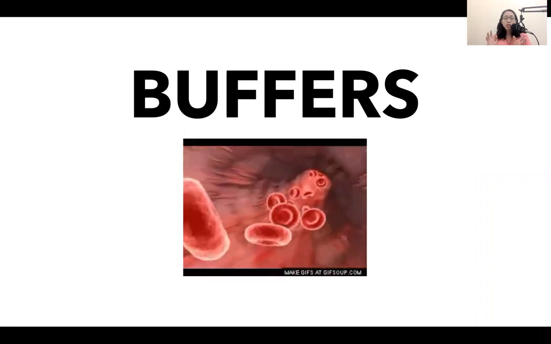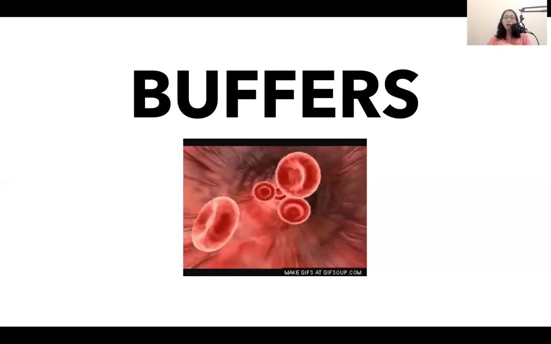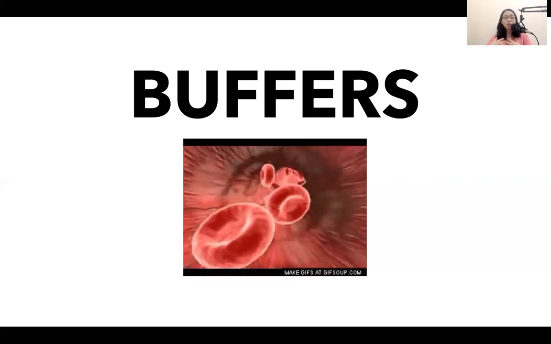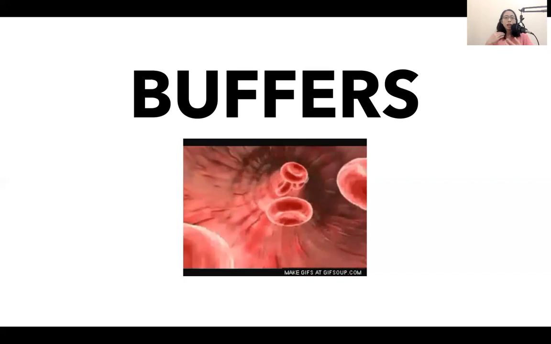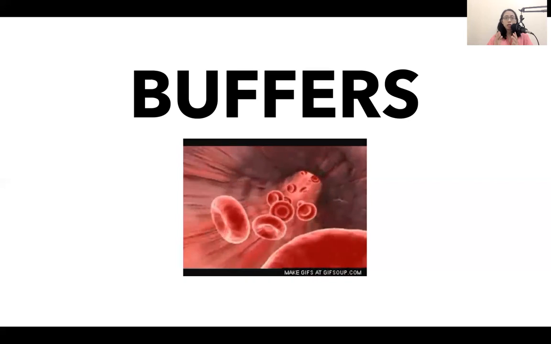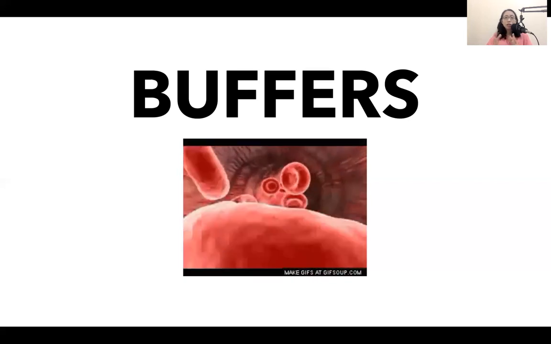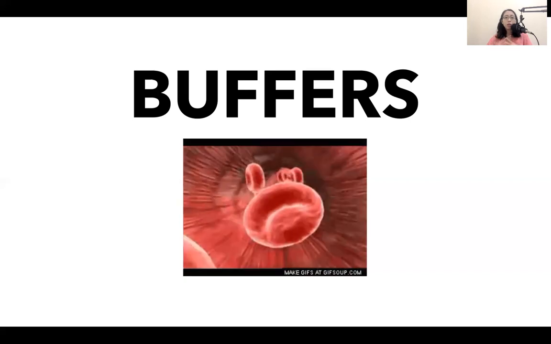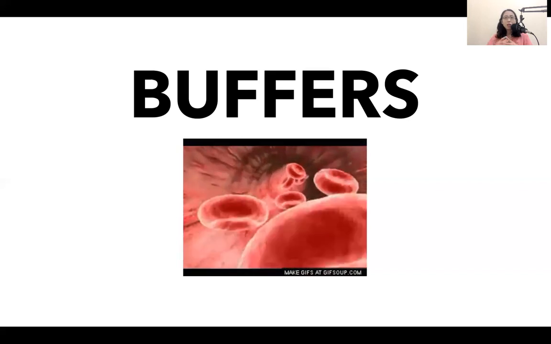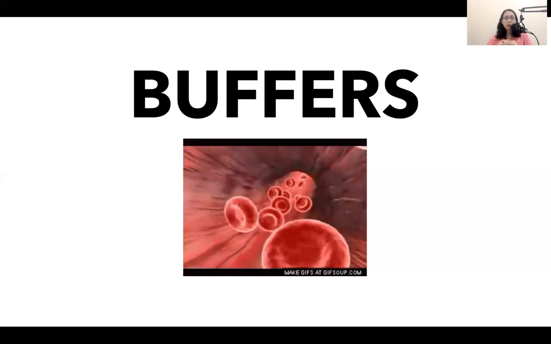So buffers, before I define them, I will tell you why they are important. For one, we have buffers inside our body, particularly in our bloodstream. It's very important because this buffer maintains the physiological pH of our blood. And that is very important because there are diseases associated with very low or very high pH in the blood. And if this is prolonged, it can actually be fatal.